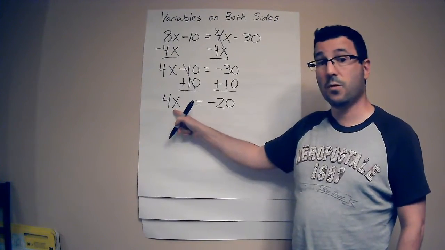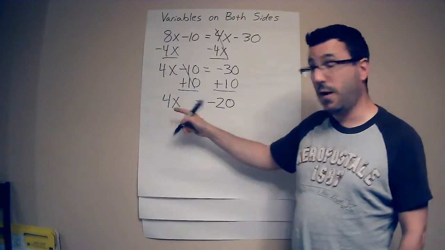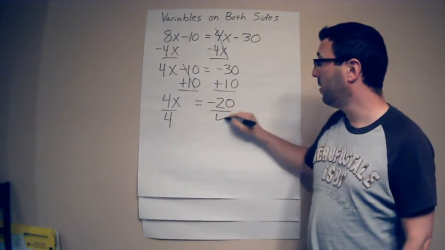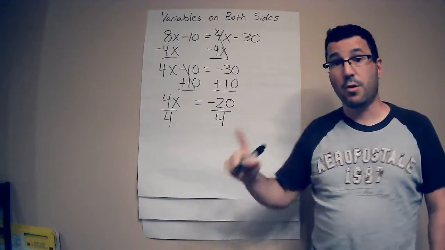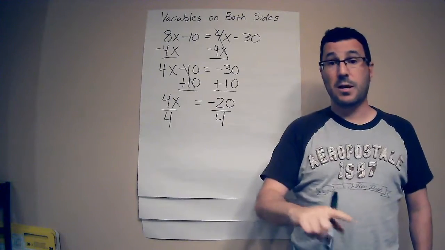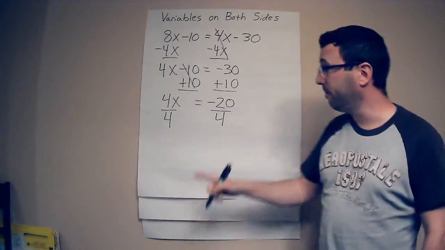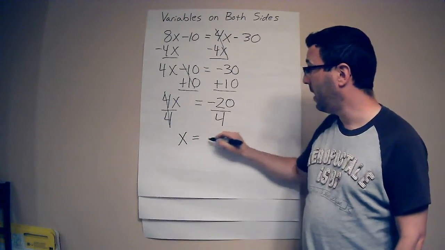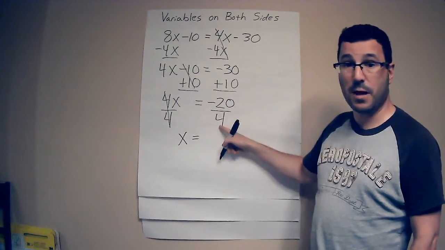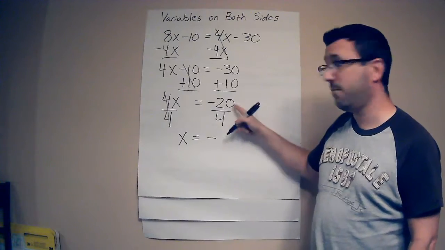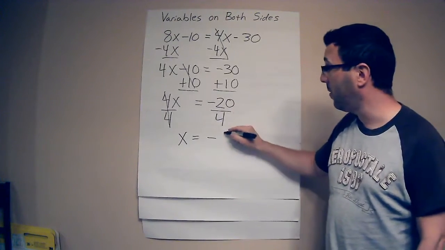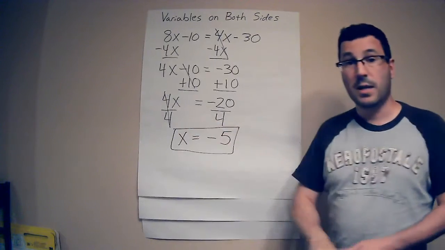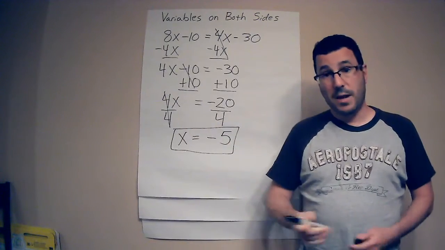This is 4 times x, so we're going to divide by 4 because that's how we undo multiplication. Do it to both sides. Remember, whatever we do to one side of the equal sign, we have to do to the other side. So I cross those out, and x equals negative divided by a positive, which is going to be a negative. 20 divided by 4 is 5. So x equals negative 5. So that's the basic steps right there.